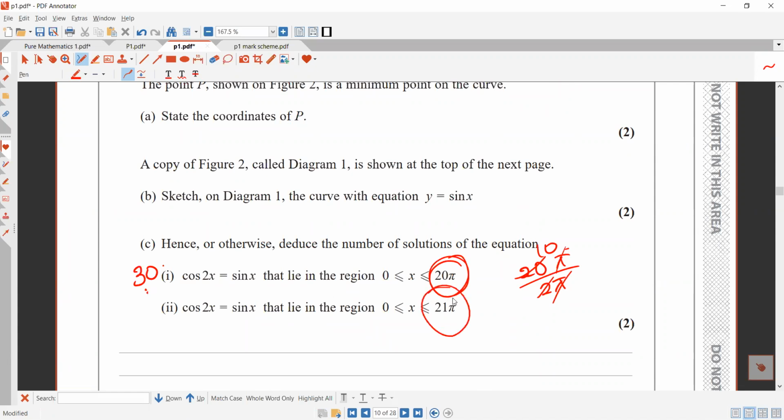So 21 pi means 20 pi plus 1 pi, right? In 20 pi there are 30 solutions. So within 1 pi there are going to be two more solutions, right? So there is going to be 32 solutions. Yes or no? Everyone? Sujata? Maria? Rafiq? Everyone?